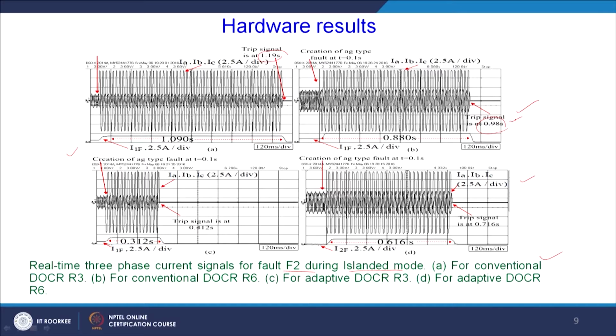Here also, if you see the second one, in the conventional approach the trip signal is 1.19 second. However, in the proposed approach it takes 0.412 second. So, in the hardware platform also we have validated the proposed technique, and it is quite possible because we are using this sequence component based technique, and that scheme is based on current information.